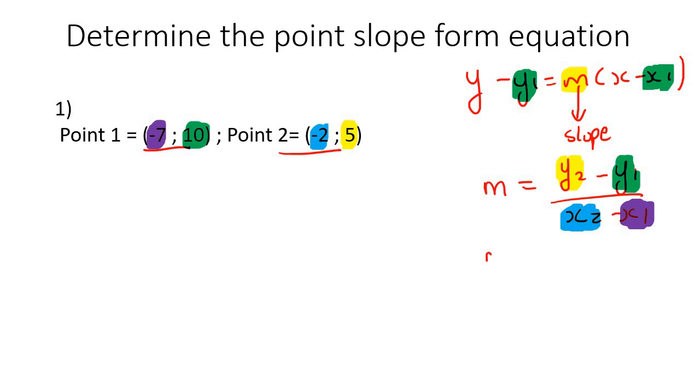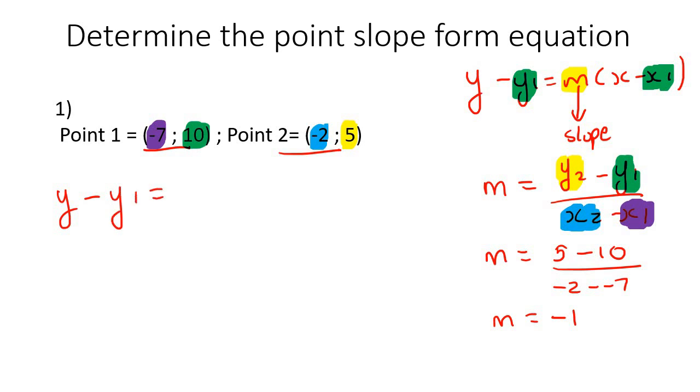And so if we had to go work that out, we would end up getting 5 take away 10 over -2 take away -7. Now you can go type that on the calculator just like that, and you should get a slope of -1. So now we can go fill that into our point-slope form as -1. Now you need to put a y value and an x value.